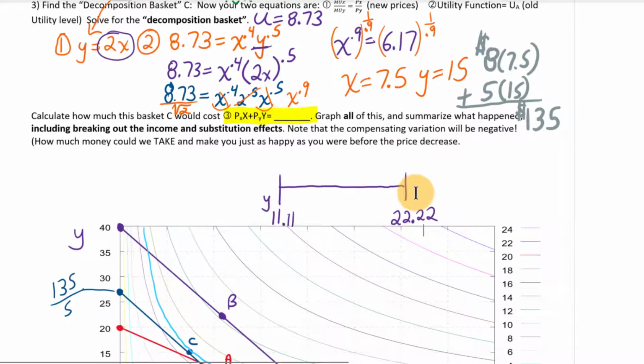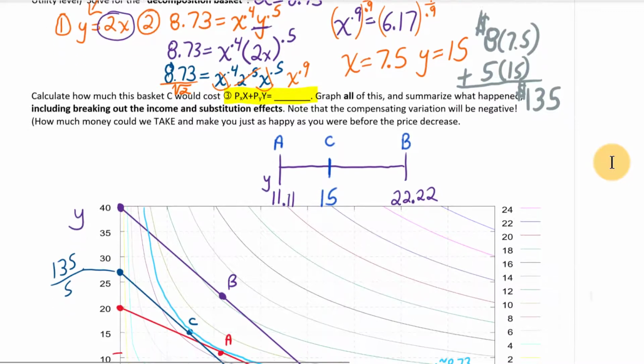Now when you're drawing these little demonstration breakdowns for income and substitution effects, you want to make sure you put the decomposition basket answer sort of in the right place. And so is 15 going to be closer to 11 or closer to 22? Looks like it's going to be a little closer to 11, so let me put it a little bit more on the left side here. 15. So here's our original point, final point, and the decomposition basket will always be in between those two.